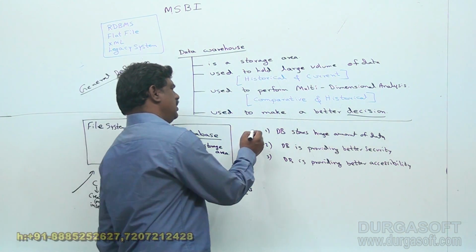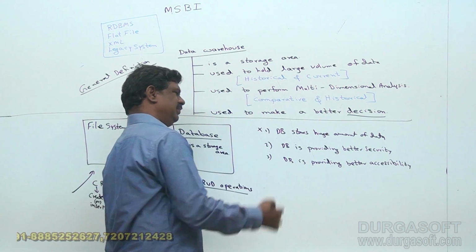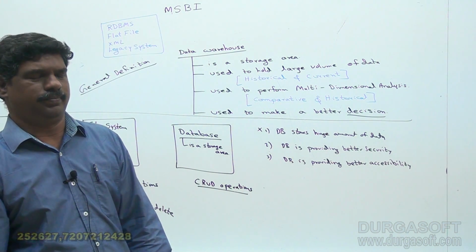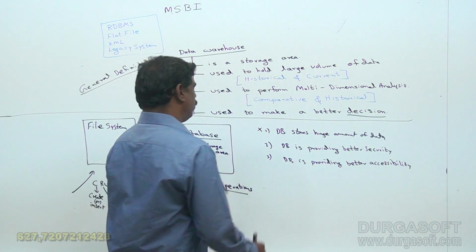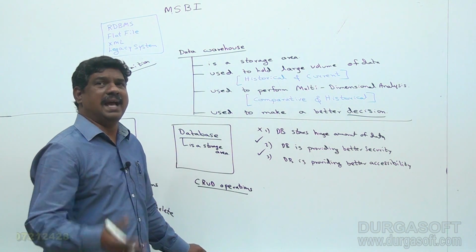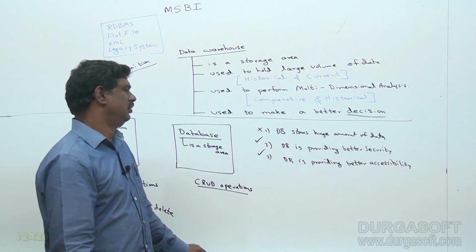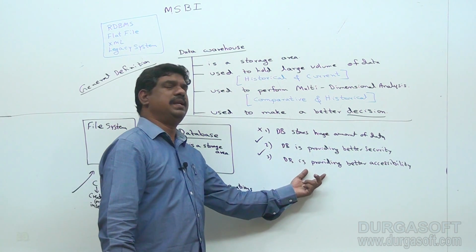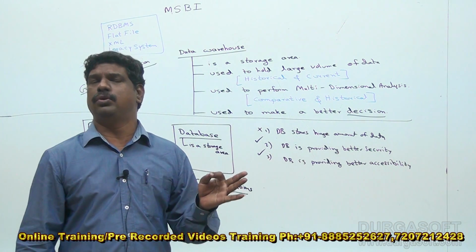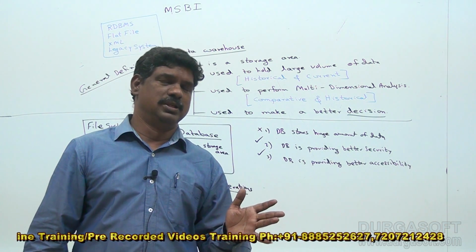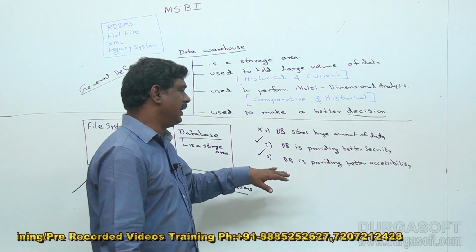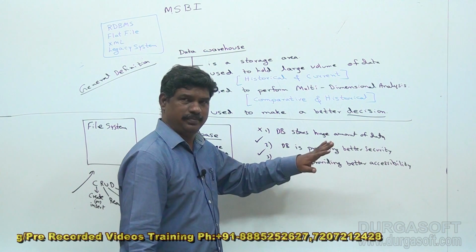Strictly speaking, the first one is not valid. Even a file can store a huge amount of data, not a problem. Security is definitely a valid point, and accessibility is a valid point. But as per our context, we'll talk only about accessibility. Security also plays a very important role in switching from file to database, but as per the warehouse system or MSBI, we are talking about accessibility.